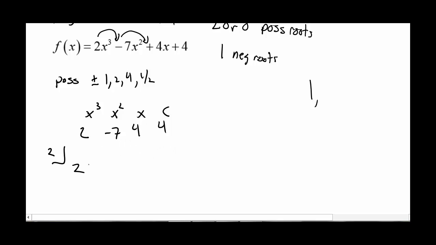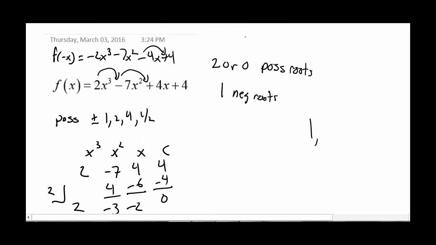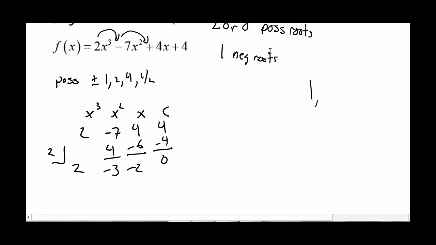Alright, so drop the 2, multiply, gives me negative 3, multiply, gives me negative 4, and yay, I got it. So one of our roots happens to be 2, so we'll keep track of this. So it's x minus 2 in factored form. And this translates to be 2x squared minus 3x minus 2. And now that it's down to a quadratic, we're going to factor it.